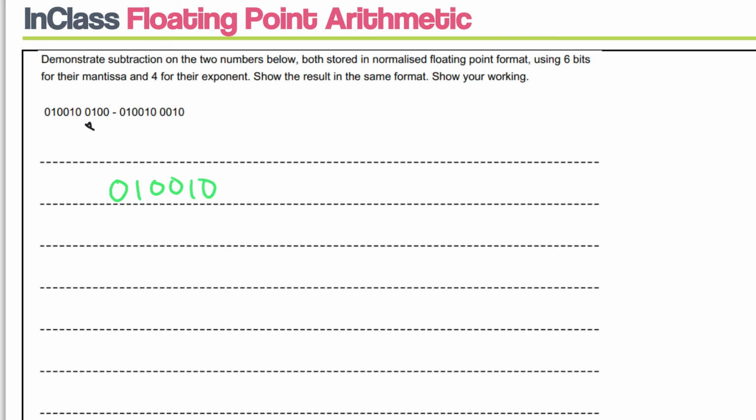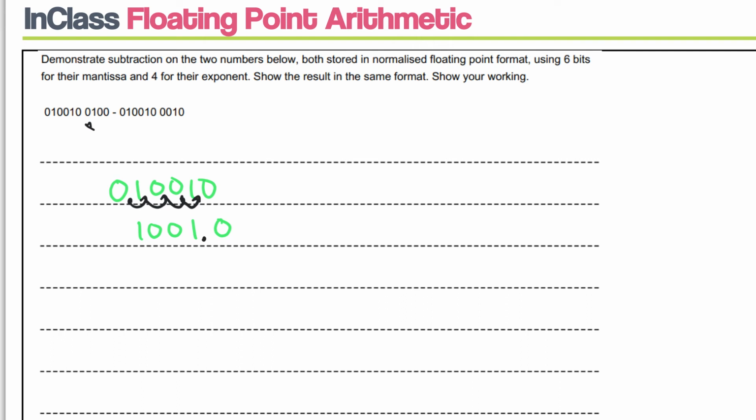010010. The point was here, so it's going to be once, twice, three times, four times. So in fixed point, the value will be 10010 with the point here. And with the other one, we're going to have to do a similar sort of deal.